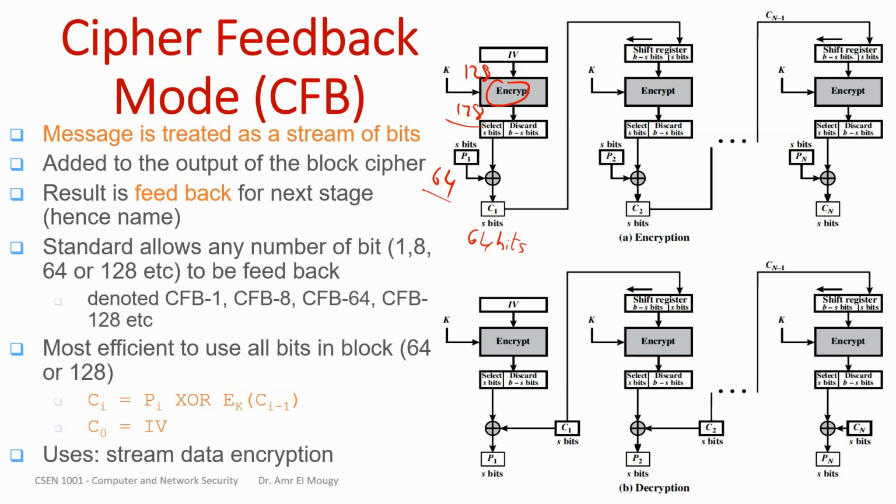You take just whatever you want, and you XOR them with the block of plain text of whatever size you want. It can be 64, it can be 128, it can be whatever you want. Okay, so this is the first stage.